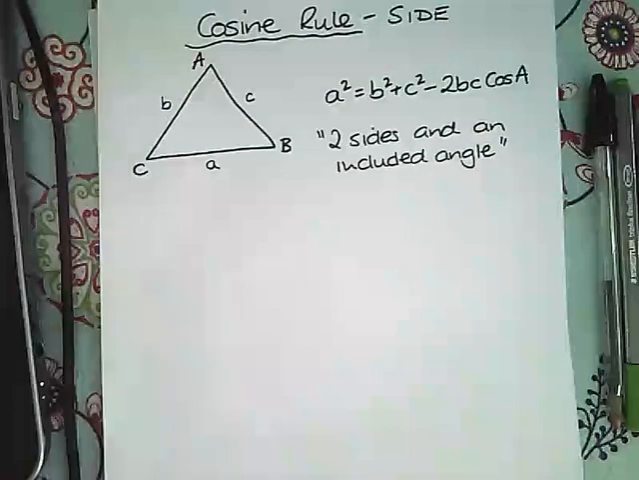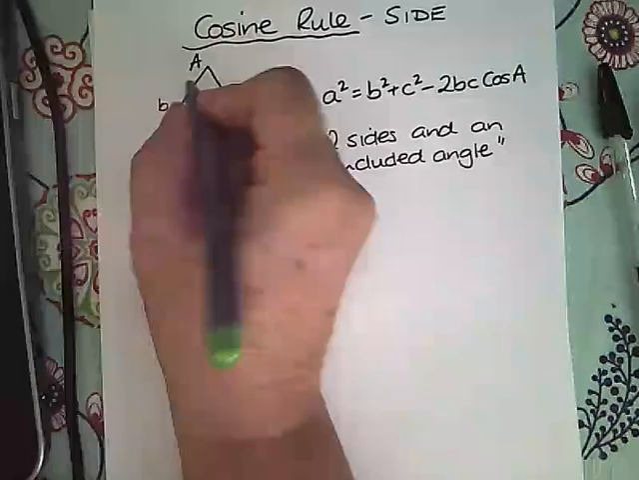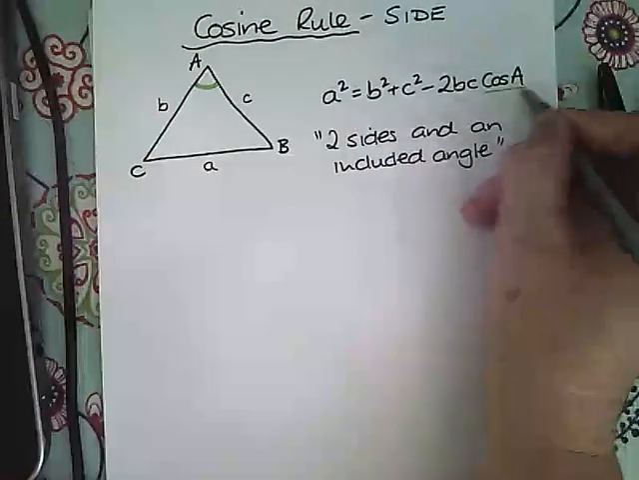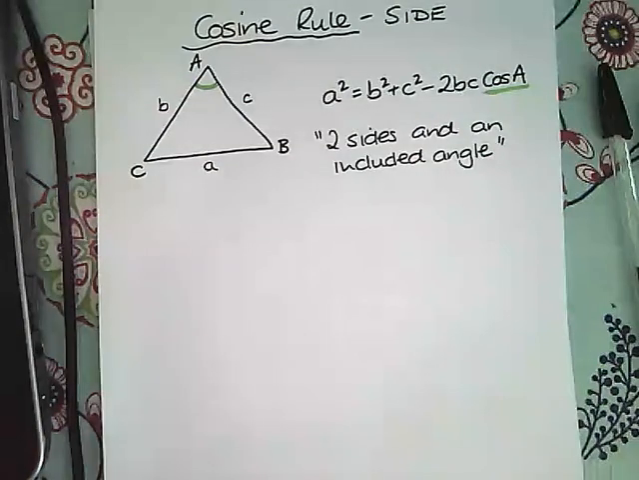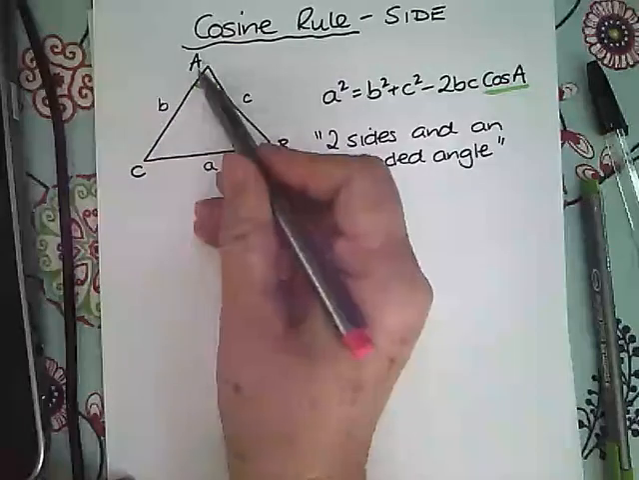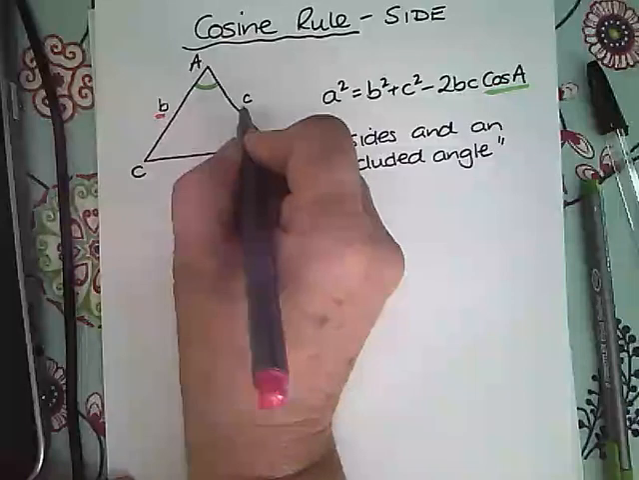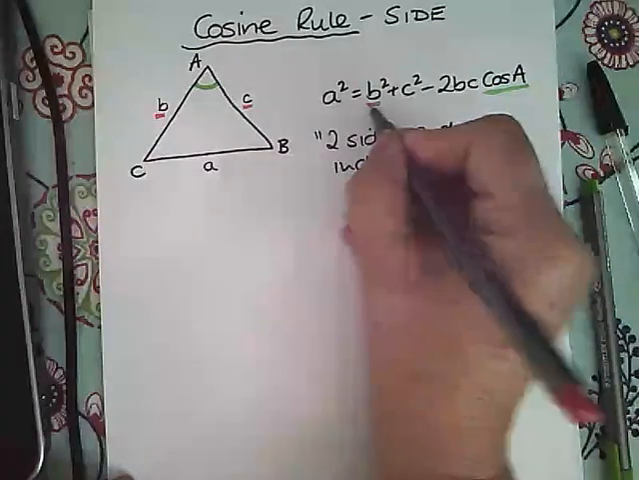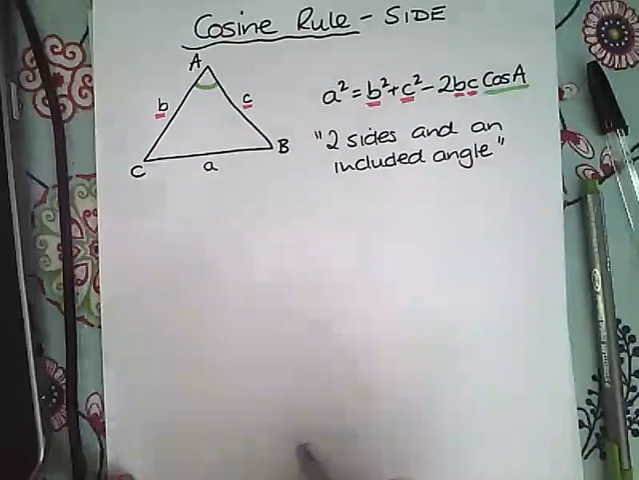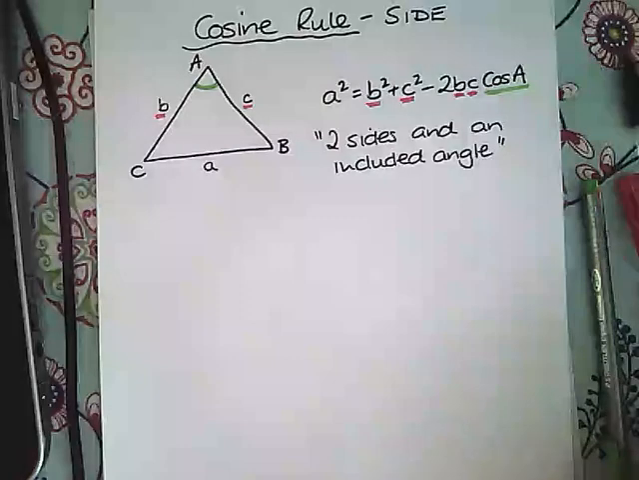And what I mean by that is that we have got the angle here, and I'm just going to label that up in green. So I'm going to look at this angle, and that appears here. Remember, cos A is just stored on your calculator. And then the two sides that are either side of that included angle. So we've got B and C, and B here, C here. So two sides and the included angle, and we can use the cosine rule.